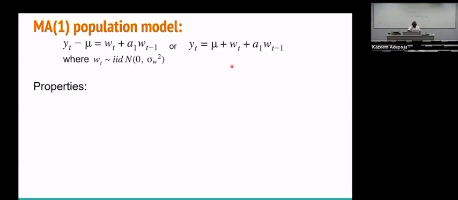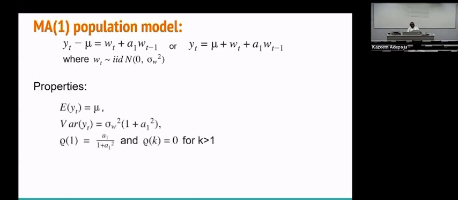Now, like under the AR(1), where we looked at the theoretical mean, the theoretical variance and the theoretical autocorrelation, we also want to do the same here. Take a look at all of that. The theoretical mean: the expected value of Y_t is equal to mu.